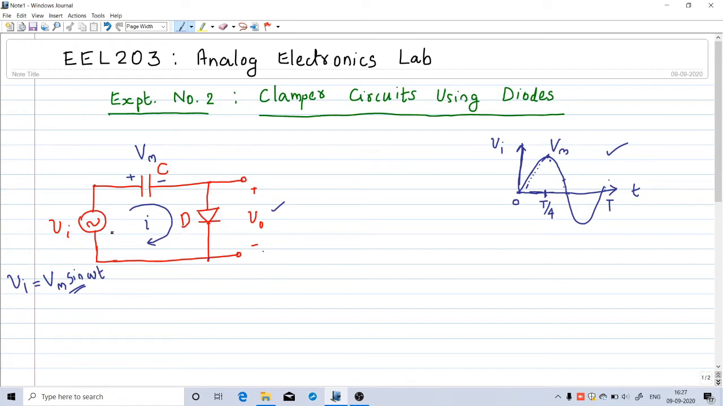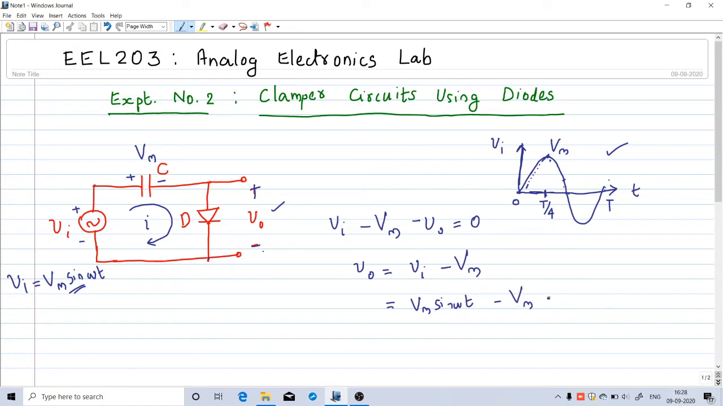Why? Because I can write KVL in this loop. So this is Vi, and this voltage is Vm, and this is Vo. If I write KVL, this is negative to positive, so Vi. Then this is positive to negative potential drop, so minus Vm. Vo is also positive to negative, so minus Vo equal to 0. So I can write Vo is equal to Vi minus Vm in this path. Vi is nothing but Vm sin omega t, minus Vm.